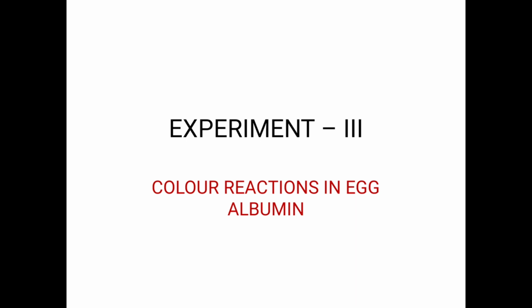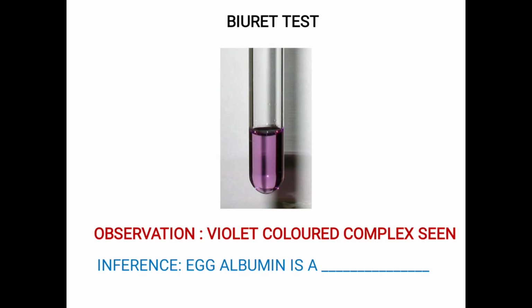This is important. See, in the biuret test I told you a violet color will form. The color of the biuret reagent itself is blue. After reaction we get violet color. Usually in the practical demo exam a slide like this will be displayed. The biuret test name is there, the color is violet, so it is positive. So the inference: egg albumin is a protein.